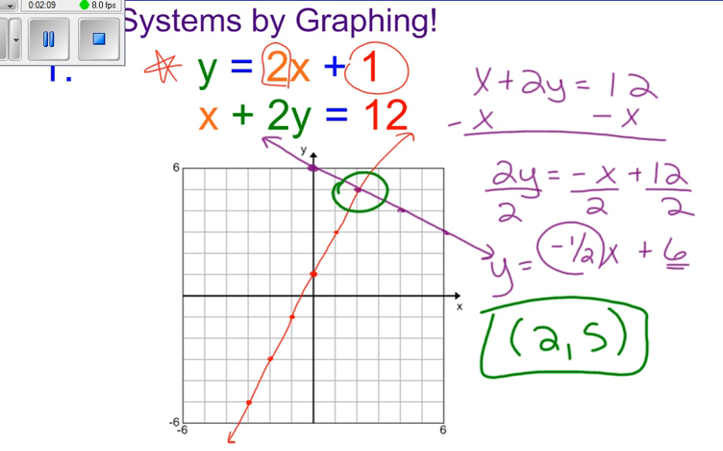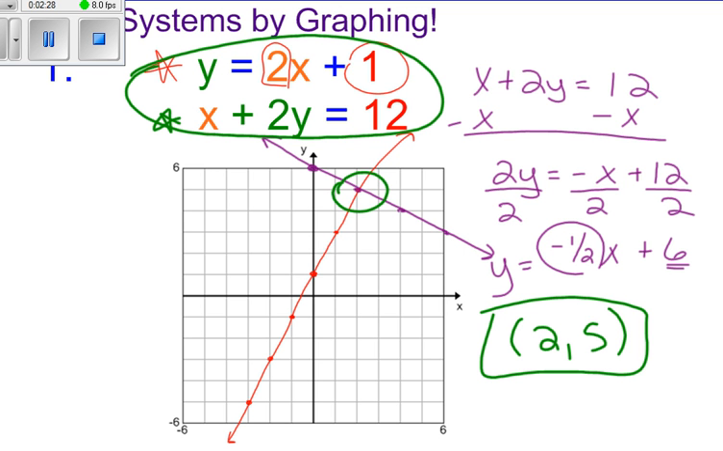And what that tells you is that's where we have an x and a y value that would satisfy both of these equations. So if you substituted in a 2 for x and a 5 for y, both of these equations would make true statements, something like 5 equals 5. And that's what we're looking for. This is the only problem we're going to do like this.